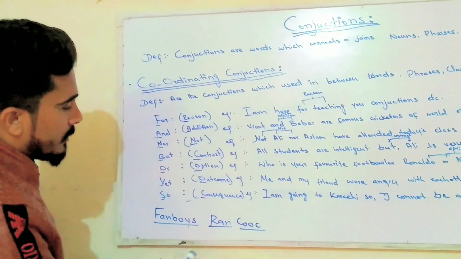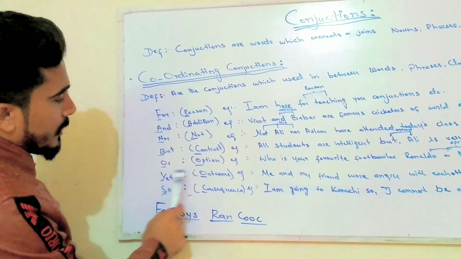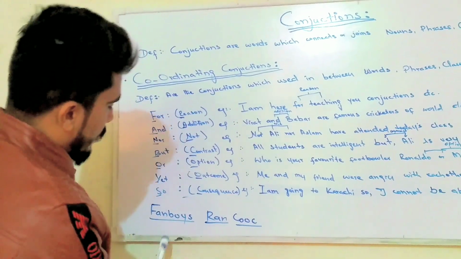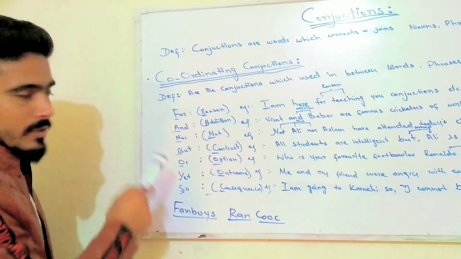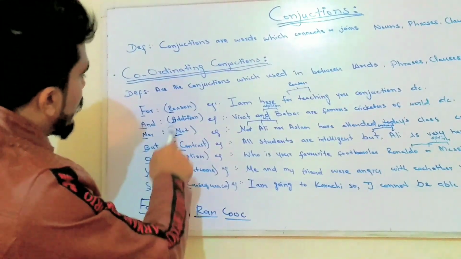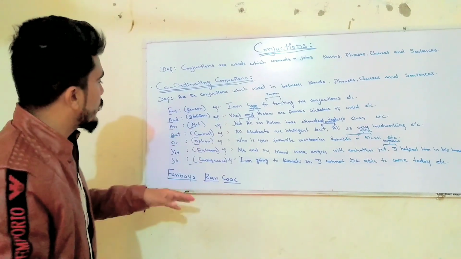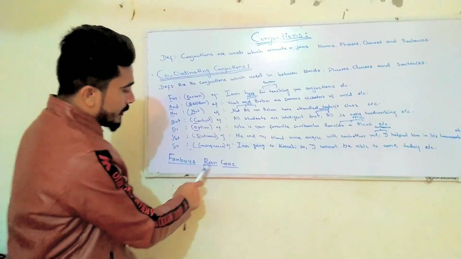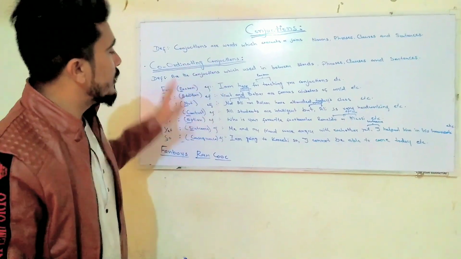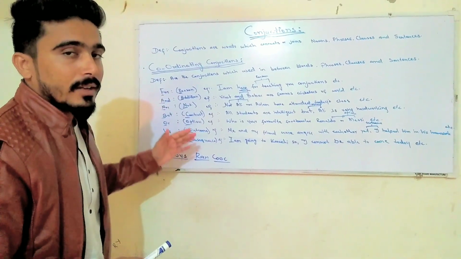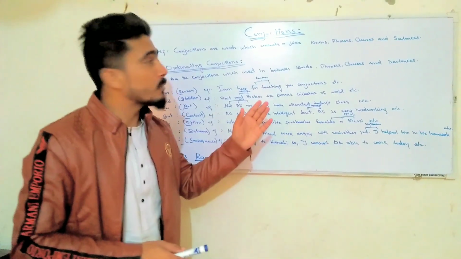So for reason, and for addition, nor for not, but for contrast, or for option, yet for outcome, so for consequence. So we have made one word from the first letters of these conjunctions, which is FANBOYS, and then we have made a word from these explanations which show their further detail, which is PANCAKE. So now you can easily get what they are actually used for, and you can easily memorize it whenever you need it. So this is all about the conjunctions.